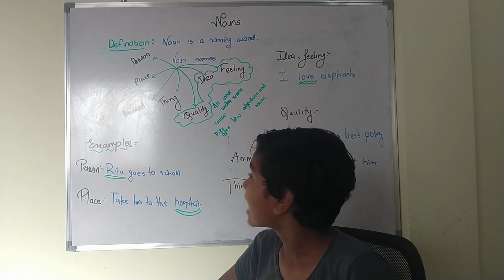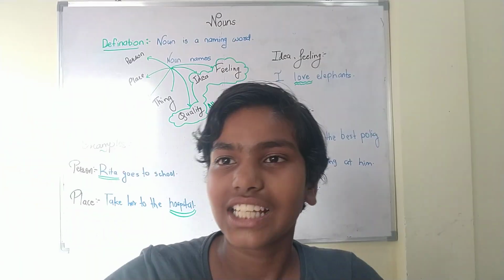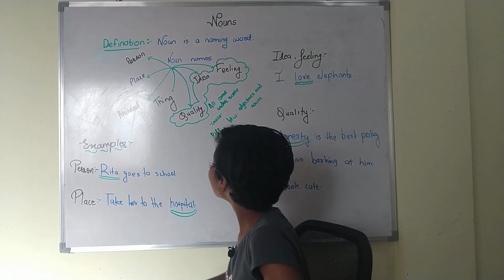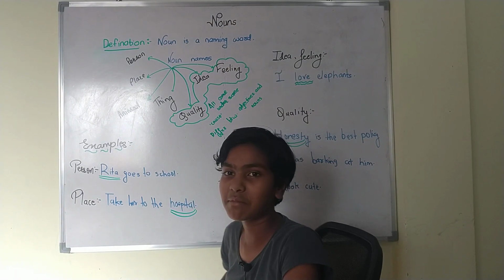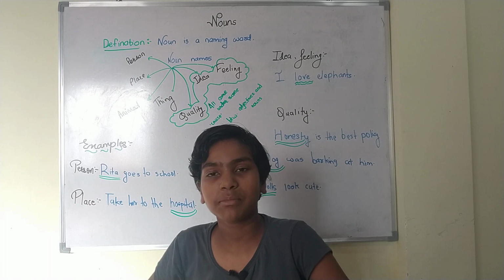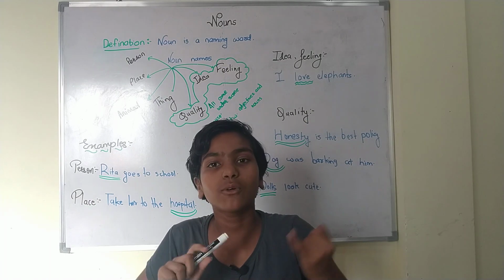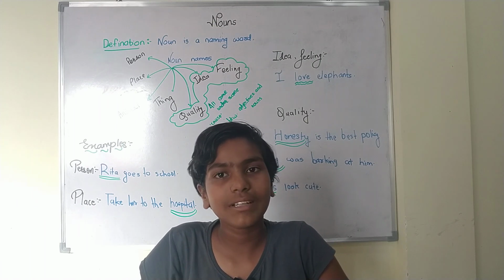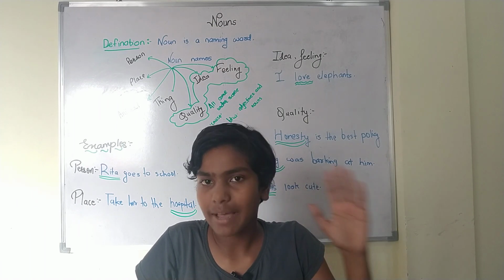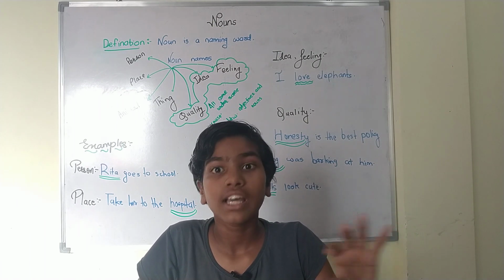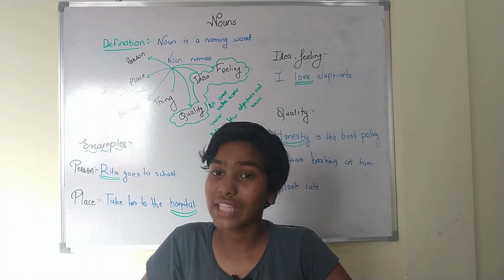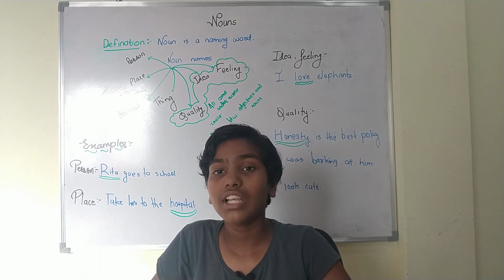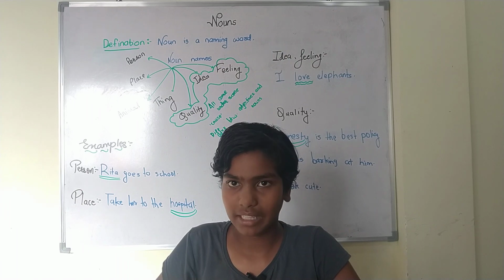So let's start. The definition of noun is that a noun is a naming word. It means that it will name anything. But what about adjectives? You might have learned adjectives in your earlier grades, so you must know that adjectives and abstract nouns are similar in a way, and you might get confused. So that is the reason we will learn what it is naming.